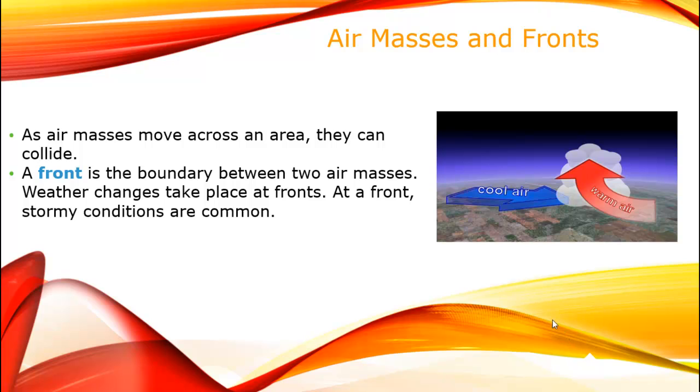When air masses move across an area, they can collide and form something called a front. What do we mean by a front? A front is the boundary between two air masses, and the weather changes at fronts. And also at a front, stormy conditions are common. So, a front is the boundary between two air masses where the weather changes and stormy conditions are common.